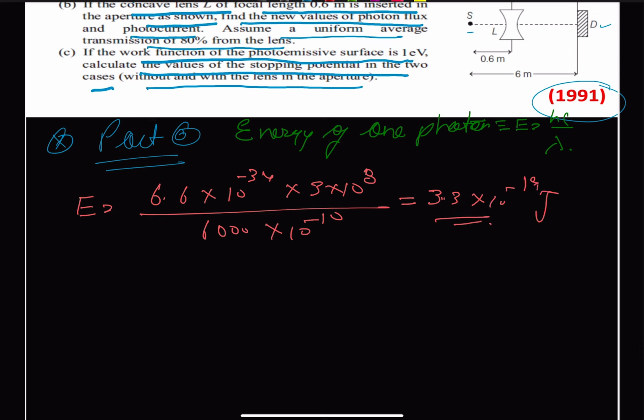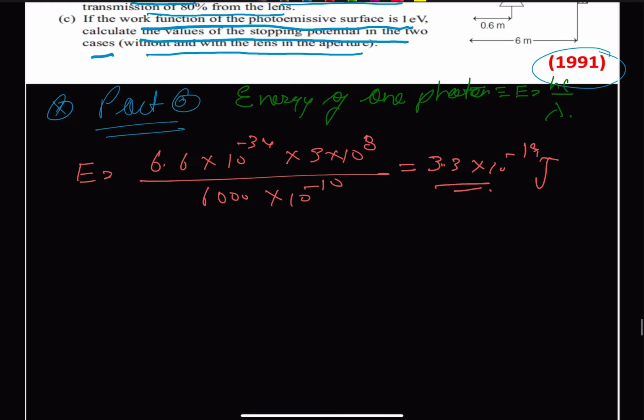And we are given a source which is having a power of 2 watt. So from there we can find out the number of photons emitted per second.